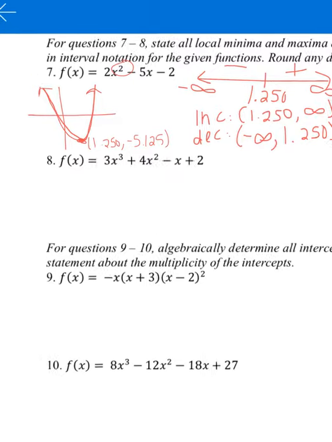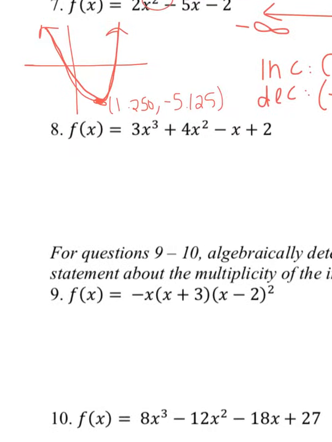Number 8, this is an x to the third. So there's an extra min or max that's in here, so it's a little bit more work. So again, this is what this graph looks like. There's one max right here, one min right here. So I am going to press second, trace. I'm going to find the max first.